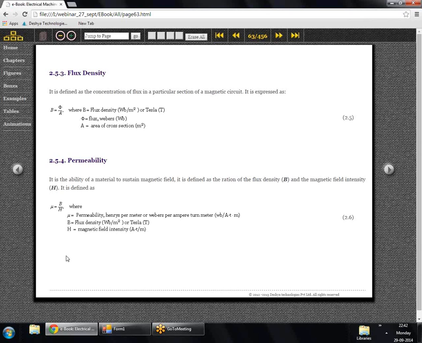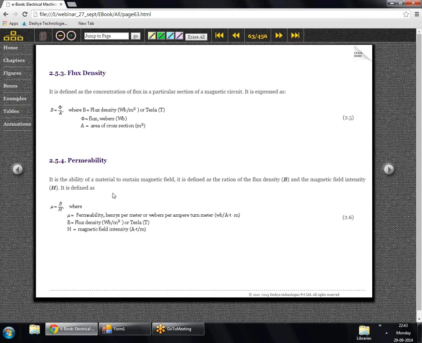The other quantity that we often use in the analysis of magnetic circuits is the flux density. Flux density is defined as the concentration of flux in a particular section of the magnetic circuit, and it is defined as shown in equation 2.5: flux density is equal to flux per unit area. Its SI unit is Webers per meter square or Tesla. These are the two SI units for flux density, and Tesla is the most commonly used unit.